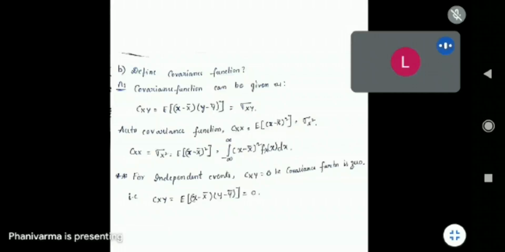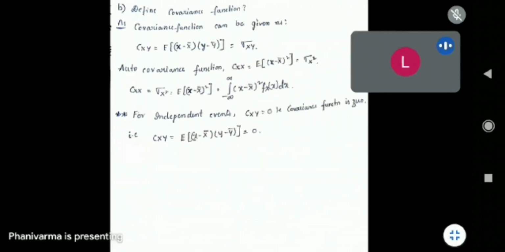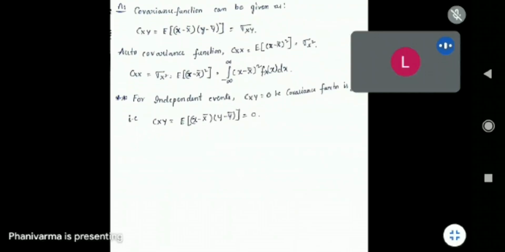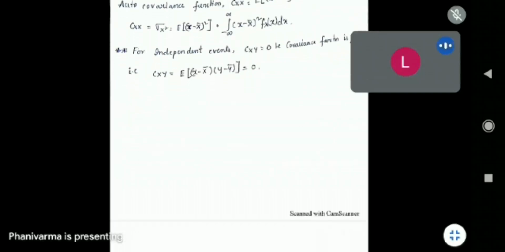Autocovariance function Cxx is equal to E of (x minus x bar) whole square, and Cxx is equal to integral from minus infinity to infinity (x minus x bar) whole square fx of x dx. For independent events, C of x comma y is equal to 0. If C of x comma y is equal to 0, the covariance function is 0. C of x comma y is equal to E of (x minus x bar) into (y minus y bar). That implies it is equal to 0.